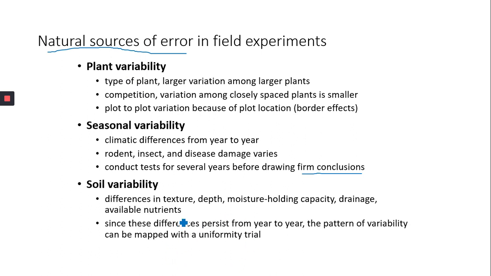We also have the sources of error which are attributed to soil variability. Differences in texture, depth, moisture holding capacity, drainage, available nutrients. So you would realize that plants in the same field may actually differ. Plants from the same type of variety, planted the same day, but in the same field, they may be different in terms of the size of their plants or whatever, because of variation due to texture, depth, moisture holding capacity, which is always defined due to distance along the land, the farming land.